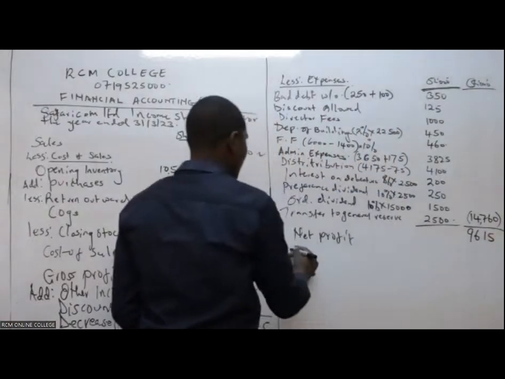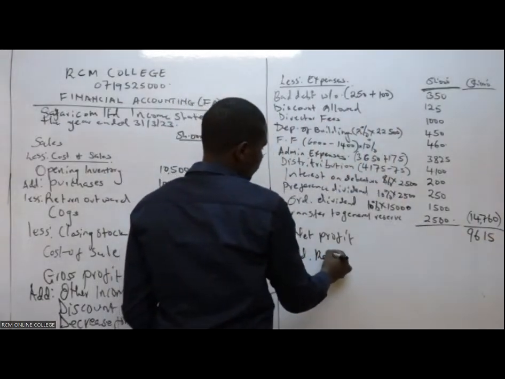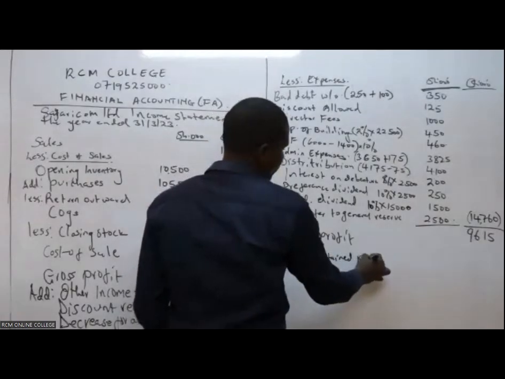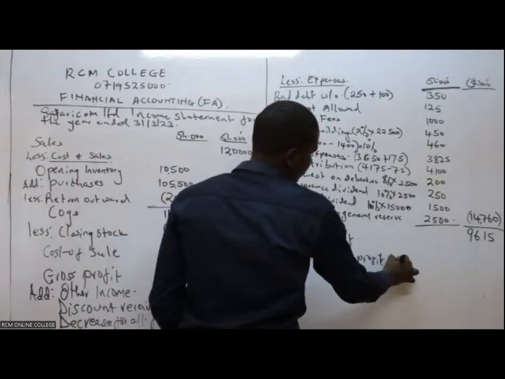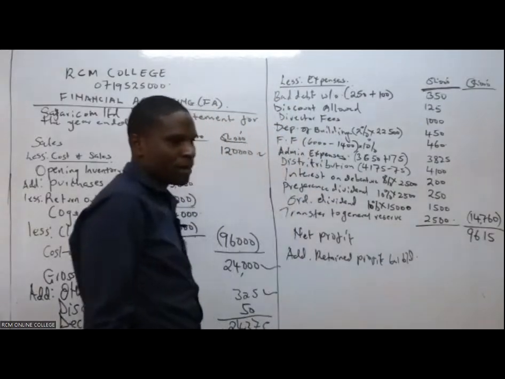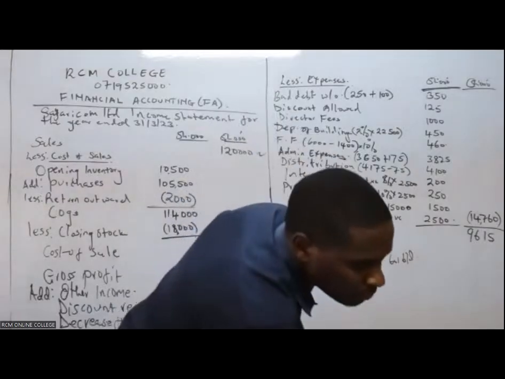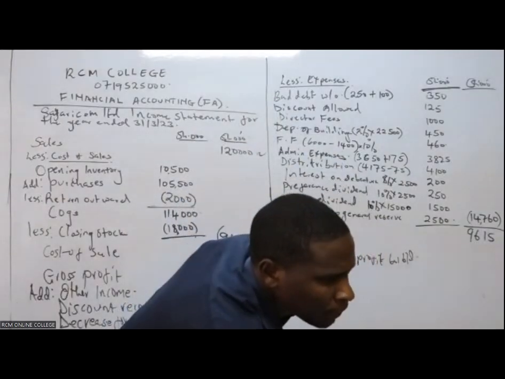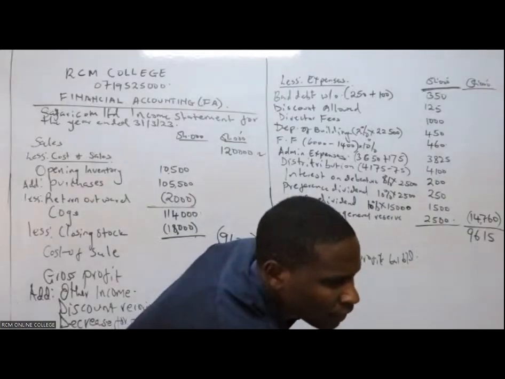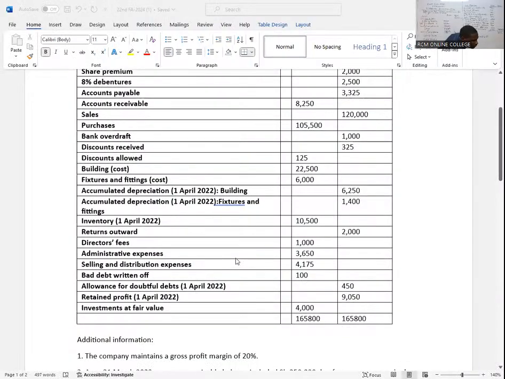And then you add retained profit balance brought down. Class, we shall get it. Let me share this question. Retained profit balance brought down. Can you look at the second last item, investment at fair value, and then we have retained profit as at first of that. How much is the retained profit? Can you see 90, 50?